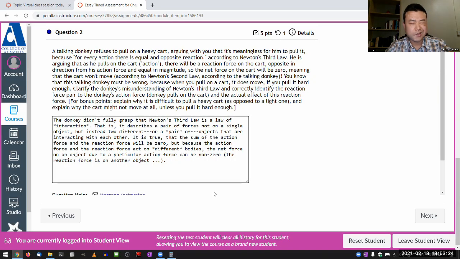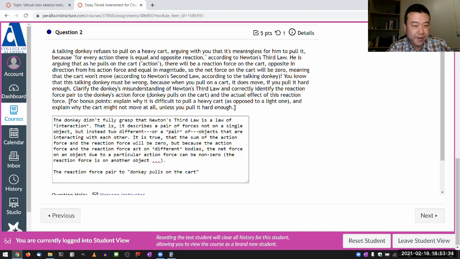The reaction force pair to "donkey pulls on the cart." And I think here I deliberately described it in a way where people think of it... Did I? Maybe. I don't know.